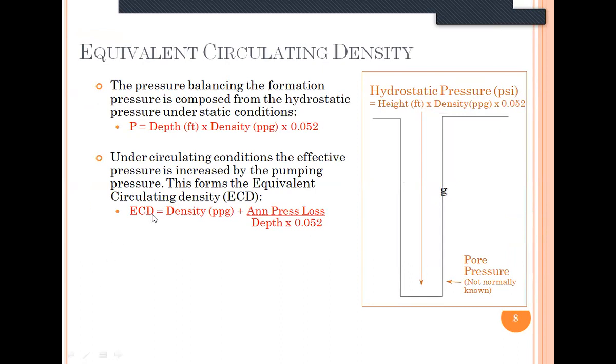And this ECD, how can we calculate it? We calculate it as the original density of the mud, plus the density that comes from the annular pressure loss. This is the equation: the pressure equals the depth multiplied by the density multiplied by the constant. So if we want the density, we divide the annular pressure loss by the depth multiplied by the constant. Here we get the additional mud weight, or additional density, due to the annular pressure loss, and this is added to our original density to give us the ECD.